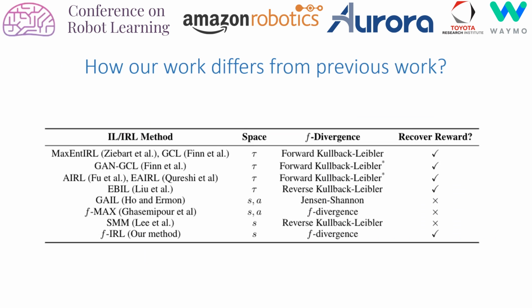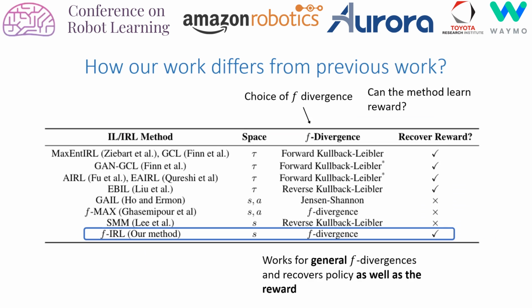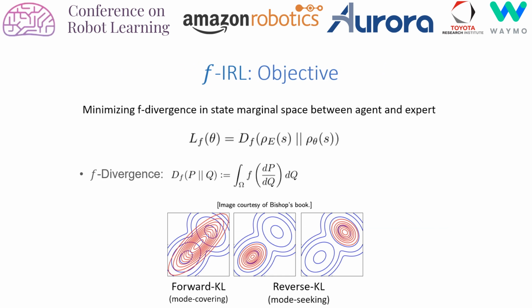In contrast to previous methods, our method f-IRL works in the state marginal space to minimize general f-divergences while requiring the policy as well as the reward function. f-IRL learns a reward function to match the expert state density. Our objective function is a general f-divergence between the expert state distribution ρe and the state distribution induced by our agent, ρθ. For example, we can optimize for the forward KL and the reverse KL divergence to learn mode covering and mode seeking policies respectively.